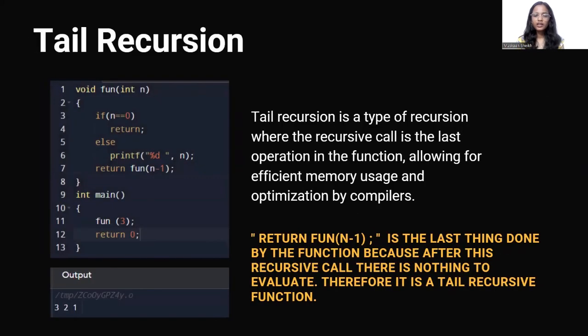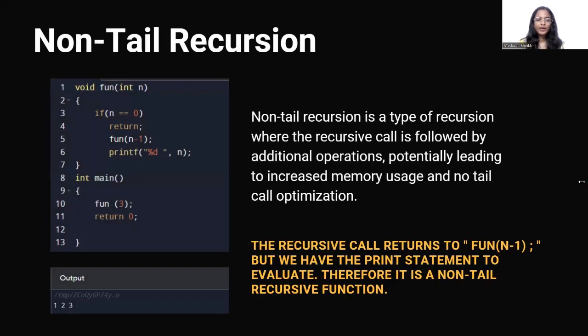Tail recursion. Tail recursion is a type of recursion where the recursive call is the last operation in the function, allowing for efficient memory usage and optimization by compilers. Here, this is the recursive call, and this is the code to break the recursion. Here, return fun n minus 1 is the last thing done by the function, because after this recursive call, there is nothing to evaluate. Therefore, it is a tail recursive function.